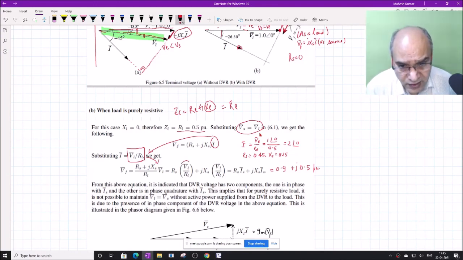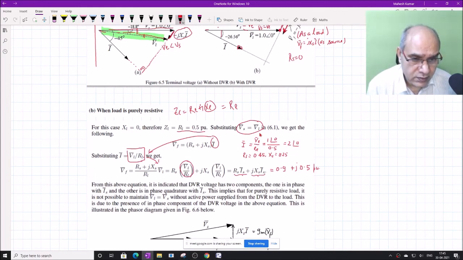And this is nothing but again Is. So this is Rs into Is, and this is Jxs into Is. Which you solve will give 0.9 plus J 0.5 per unit. But the interesting point is that this is fine because this is a reactive component, but the real component will consume the real power, which is not a desired condition for the compensator.